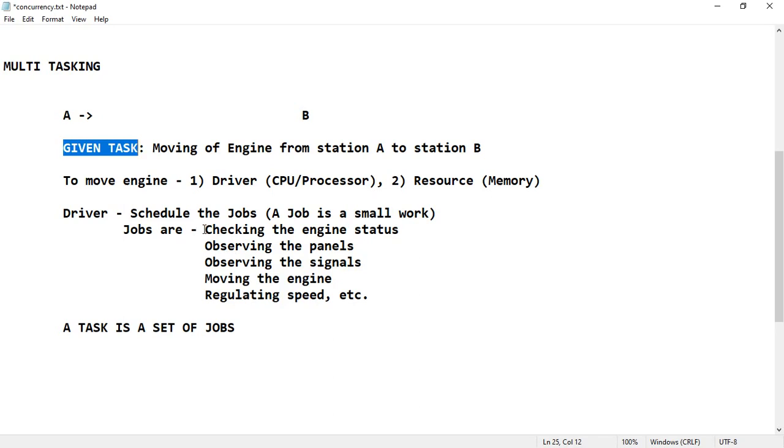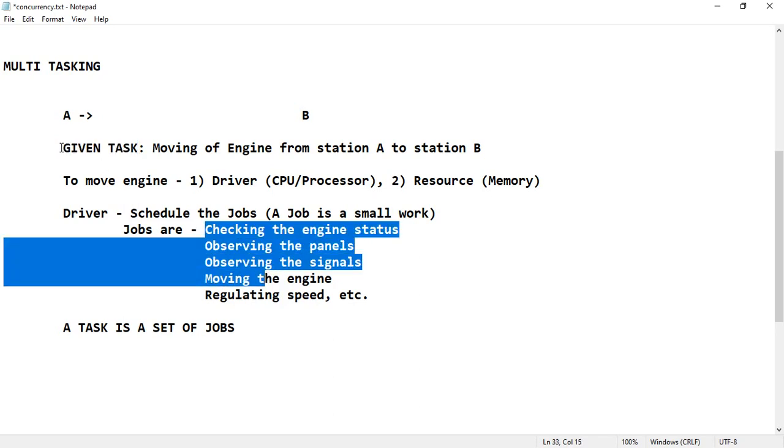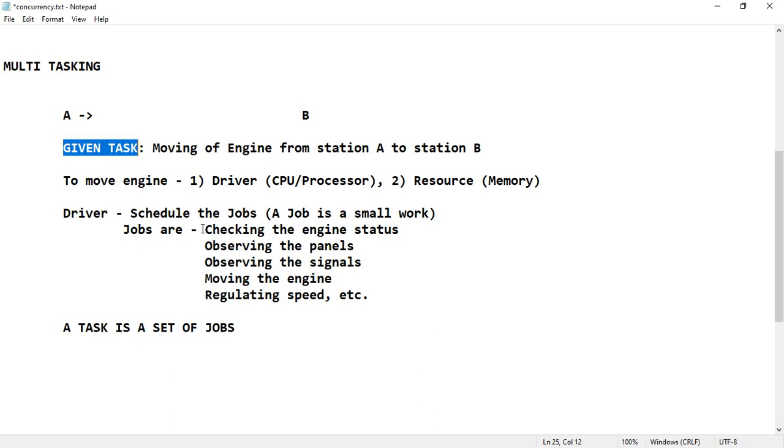Where will these jobs or this particular task be executed? These tasks cannot be executed without the support of memory. That means all these jobs must be loaded into the memory.